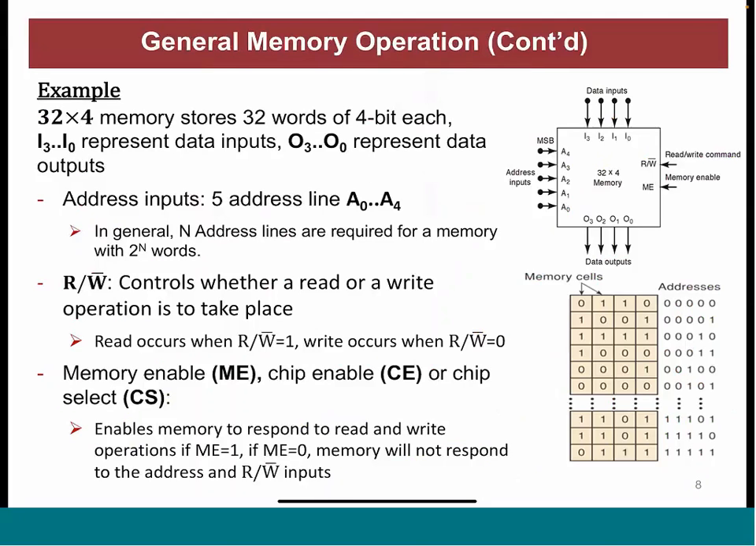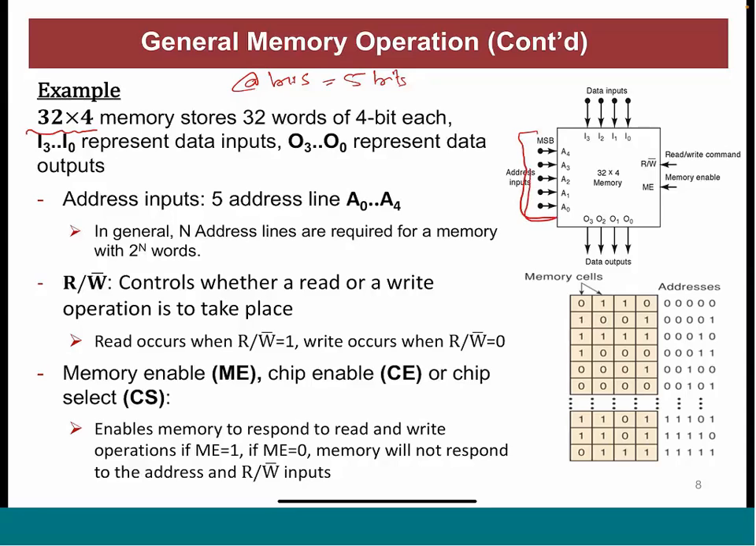So if we take another example here, quickly, 32 by 4. This means the size of each memory location is 4 bits, or the word size is 4 bits, and we have 32 words. So what is the address bus? How many bits? The address bus is 5 bits, 5 lines, right? 2 power 5 is equal to 32. And this is what we have here. Address input, 5.